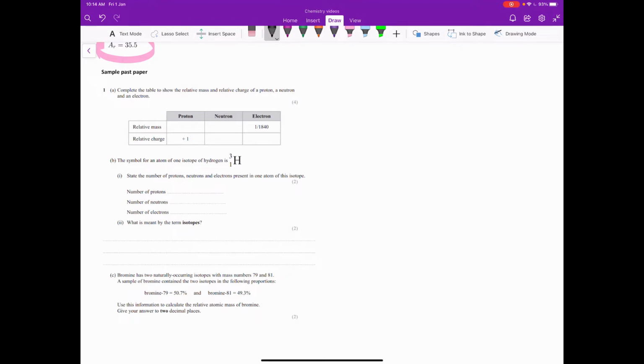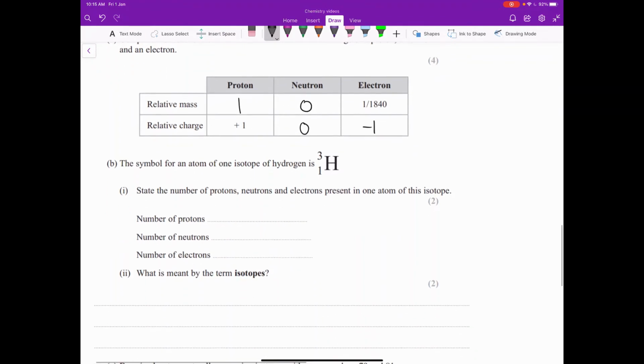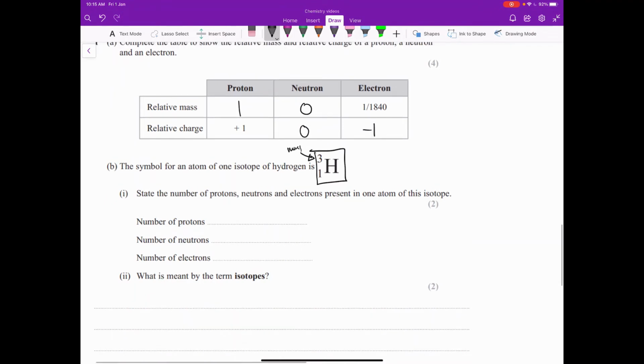All right. So proton, as I said, this will probably come up in your papers. Proton would be +1. Neutron would be 0. And electron would be -1. This is the exact same thing as I showed before. Mass number and atomic number.